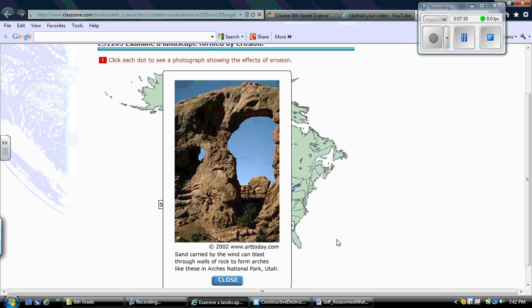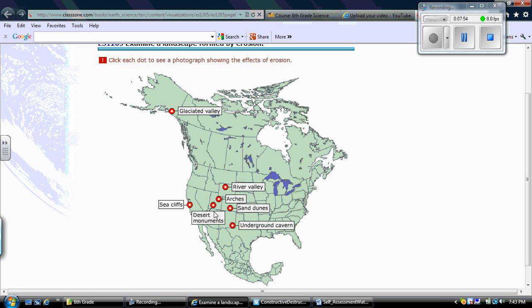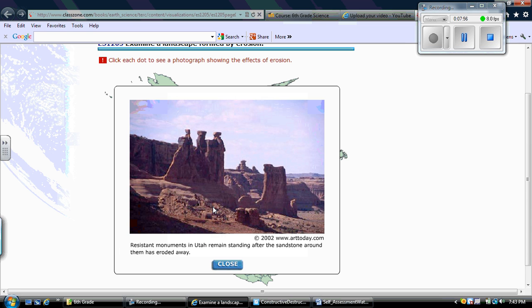Hey, maybe some of you have been here. Arches, okay. Wind hits these rocks and breaks them down into sediment through weathering, then picks those sediments up and moves them through erosion. And so sand carried away by wind can blast through walls of rock to form arches, like Arches National Park in Utah. It's a pretty cool place if you ever get a chance to go there. Desert monuments: resistant monuments in Utah remain standing after the sandstone around them has eroded away. So same thing as arches.